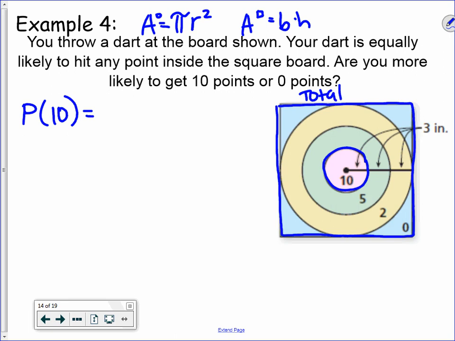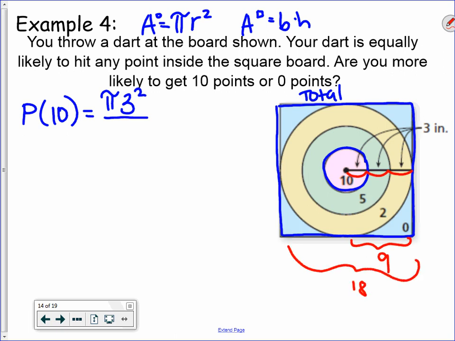So the probability of getting a 10 here, you've got a circle that is pi times the radius 3 squared, all over the area of the square. The area of the square is a little tricky: you've got 3 plus 3 plus 3, so half of this is 9, making the whole thing 18. So it's an 18 by 18 square, so 18 squared. You can multiply that through, and you get 9 pi over 324.